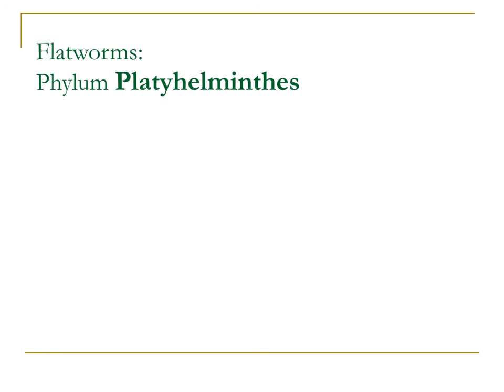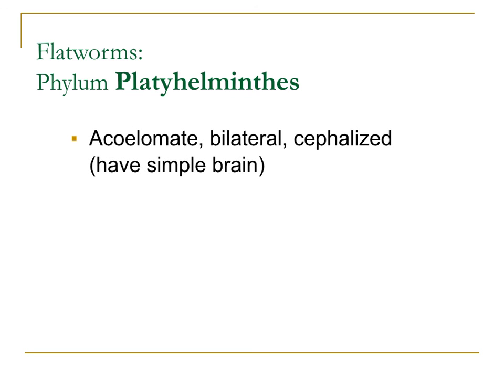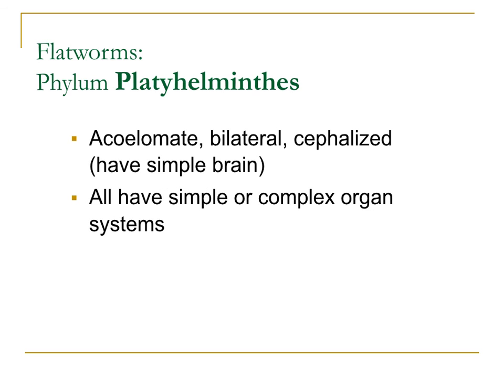And so next you have the phylum Platyhelminthes, right, which we're going to start off on the next one as well. Platyhelminthes are acoelomate, right? Bilateral, cephalized, meaning they have a simple brain. All have simple organ systems, and most are hermaphrodites. So we'll pick back up on Platyhelminthes at the beginning of the next presentation.